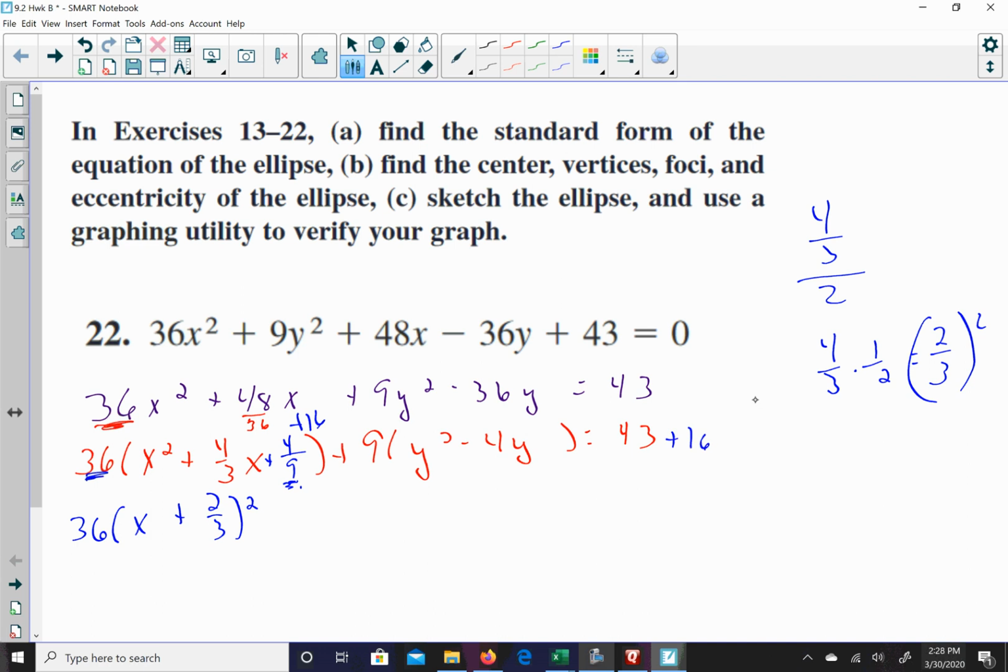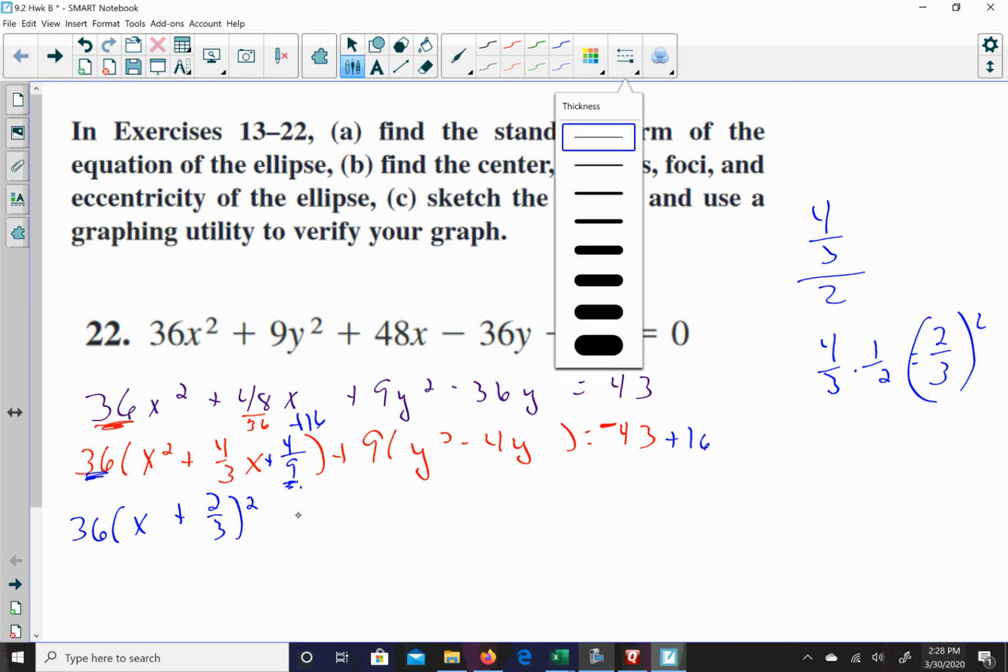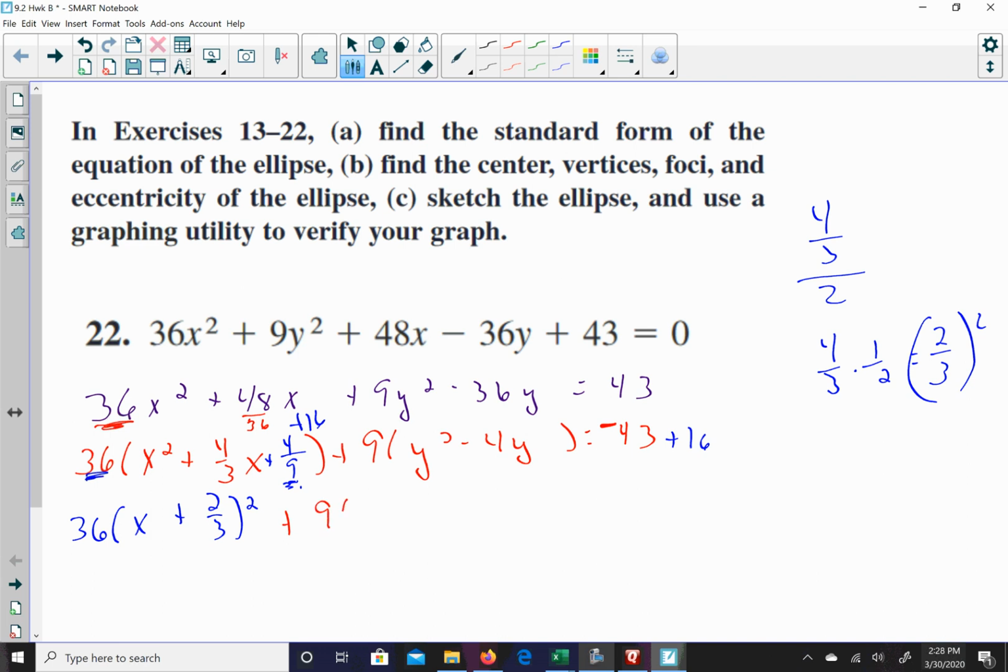And I hope you've been yelling at me and saying, Mrs. Ward, that should have been negative. Put a negative sign there. And now I'm going to do the 9. Half of 4 is 2. So 4 divided by 2 gives me that 2. 2 squared is 4, so I put a 4 here. I'm really adding 9 times 4, so I really added 36 to this side, which means I add 36 to this side. When I add that whole right side, I end up with a sum of 9.